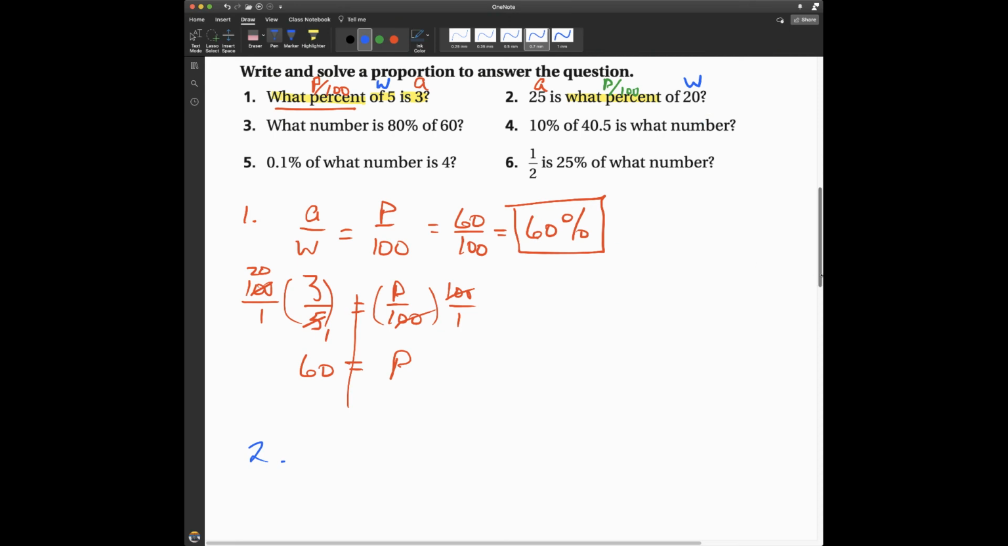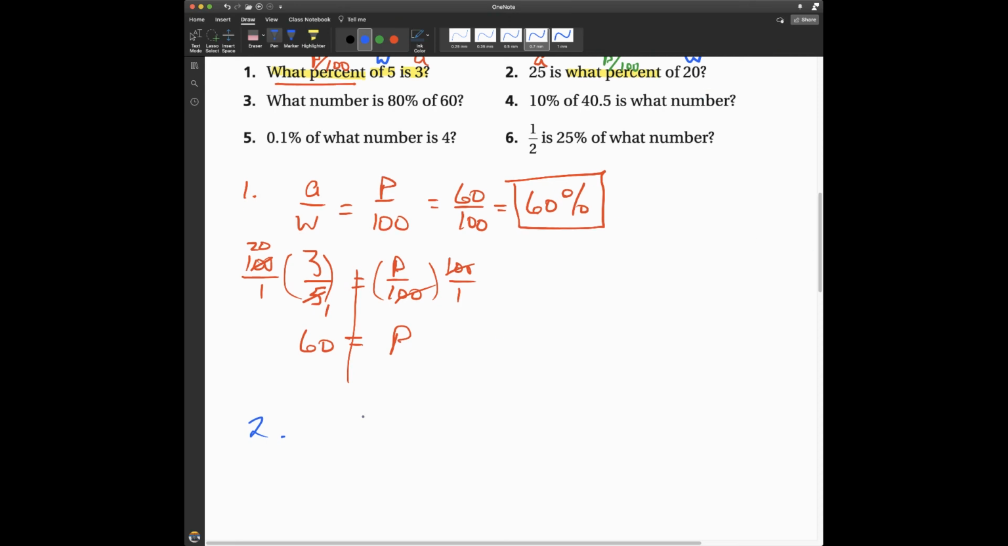So I can just come down here and fill these things in now. Here's my formula, A over W. Let me fix that.